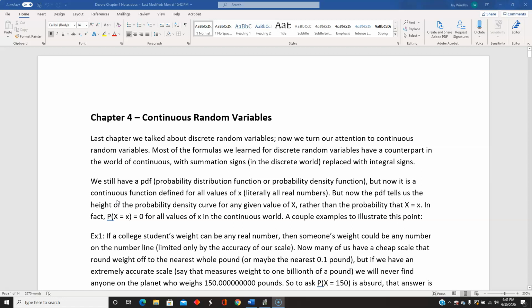So as an example, someone could weigh 150 pounds or 151 pounds or any number in between. Sometimes we round weight off, but someone's weight in reality, if we had a scale accurate enough, is a really long decimal number. As a matter of fact, if we had a scale accurate enough, we would never be able to find somebody who weighed 150 pounds exactly.